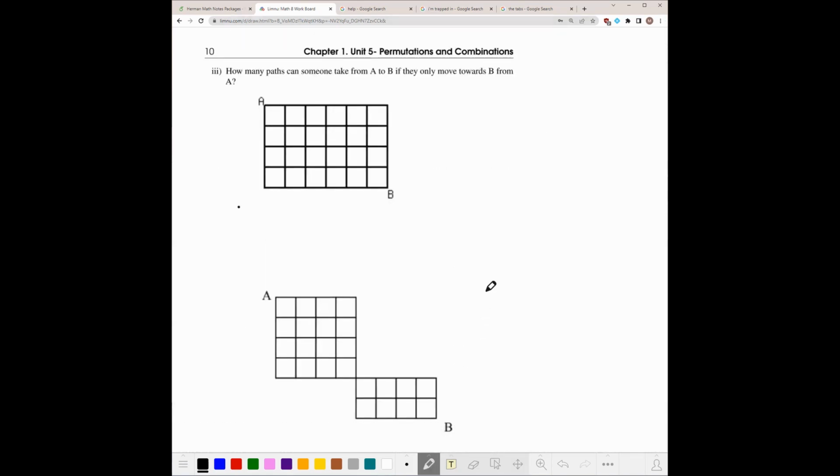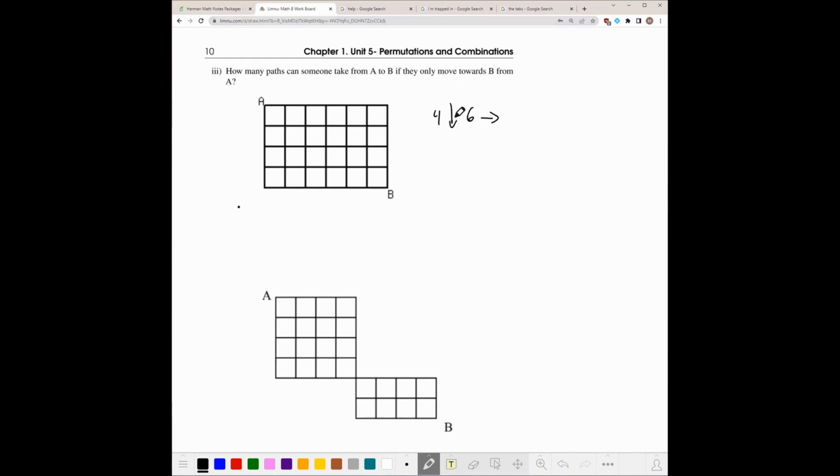All right. One last kind of question. How many paths can someone take from A to B if they only move forwards towards B from A? Ooh. Okay, how do we solve this guy? Well, what we're going to have to do is be clever in our work. I'm going to think about all the different ways that I could move. Well, I can only really move down and across, right? I can go 4 down, so 1, 2, 3, 4, and across 1, 2, 3, 4, 5, 6.